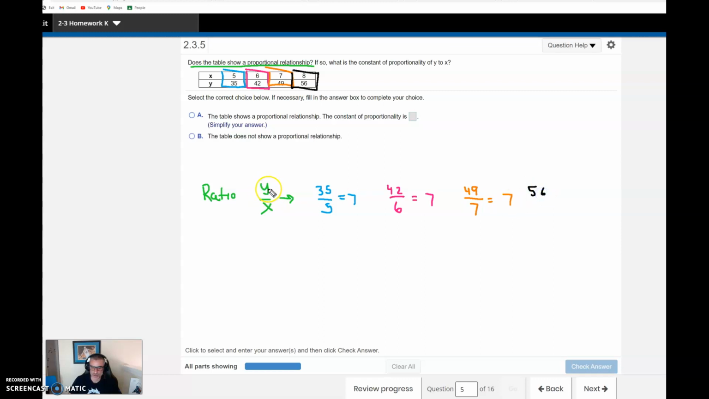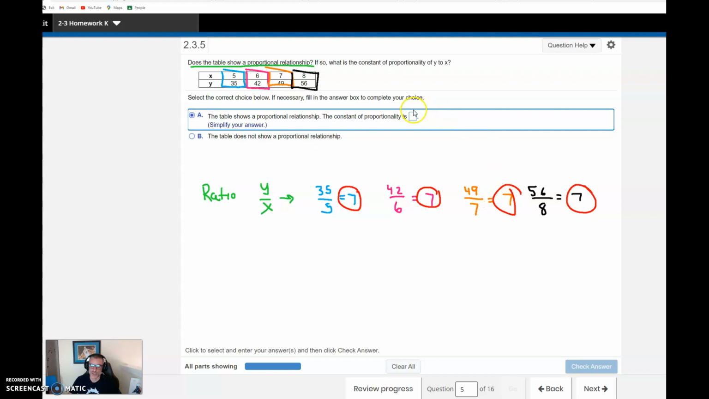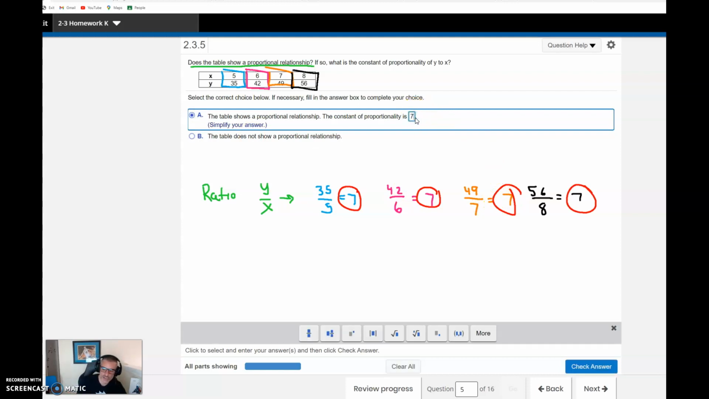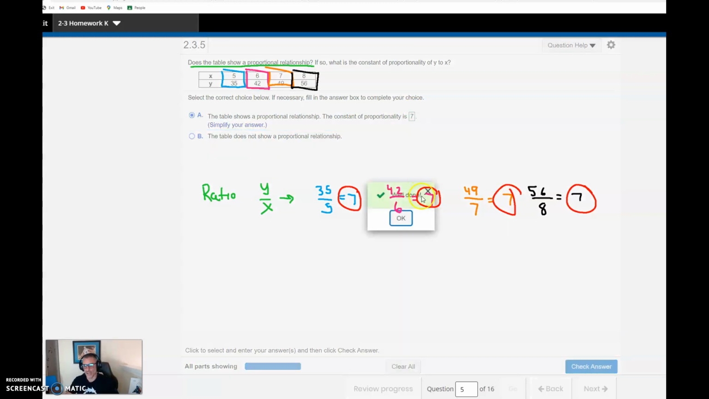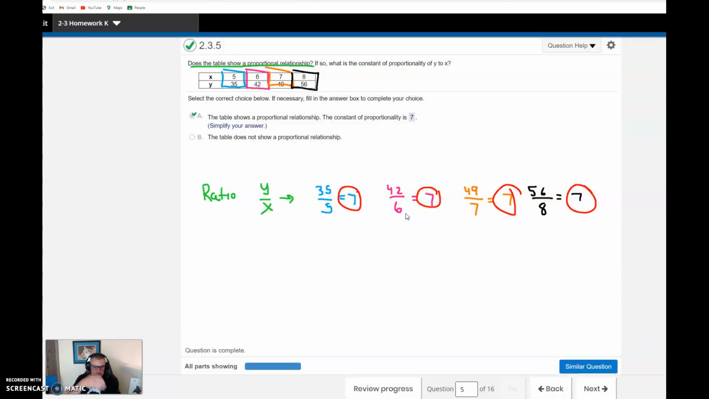It's always the ratio of y over x. 56 over 8, that is also equal to 7. So, because we got 7 every single time, we do have a constant of proportionality. Whatever your x value is, multiply it by 7, that gives you the y value. So look at my choices. The table does not show a proportional relationship. That's not true, right? It does show a proportional relationship, and the constant of proportionality is 7. Got it. Again, pause, rewatch if I'm going too fast.